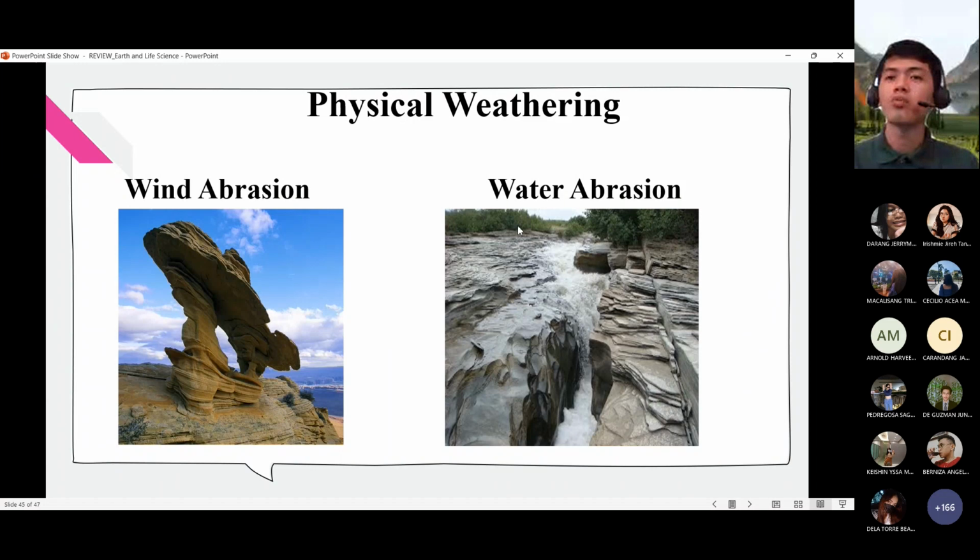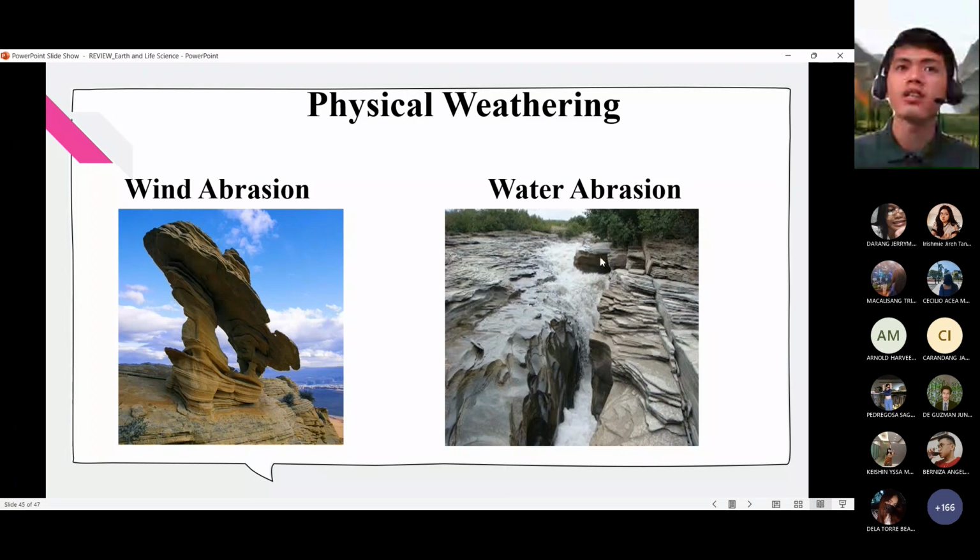Okay. Now, water abrasion, ayan, nangyayari to sa mga humid area or moist area. Wherein there is an intense flow of this water, yung pressure ng water sobrang taas dito, kasi nga kung mataas yung pressure, of course nagkakaroon ng abrasion in this process.